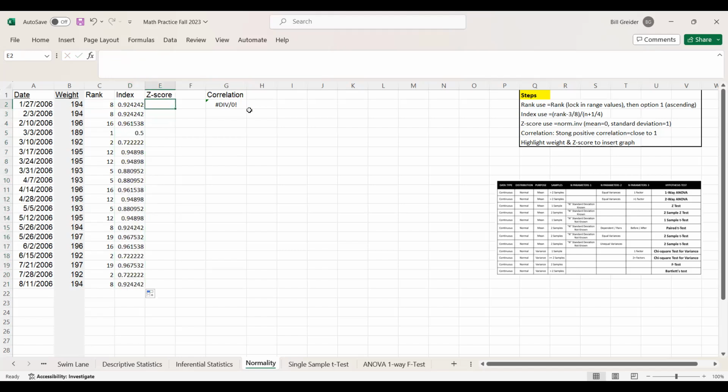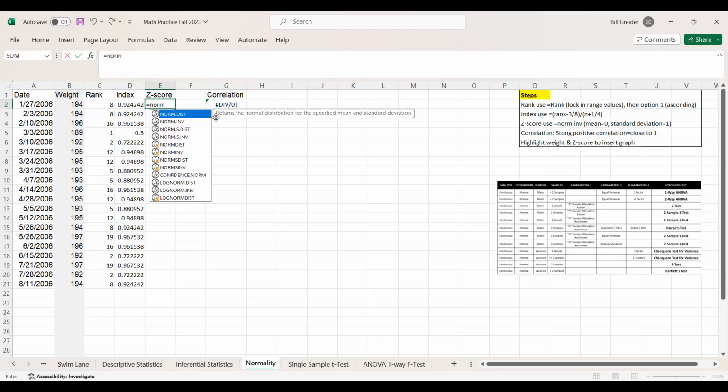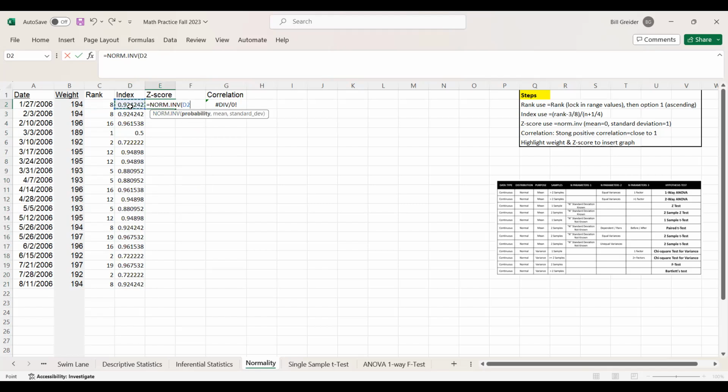And then the z-score, I'm going to use equals NORM.S.INV and probability, which is an index. And then I'm comparing this data to a perfect bell-shaped curve where the mean is going to be 0, so just type in 0, and the standard deviation is 1. So I'm basically doing a comparison. I'm going to do a correlation between this set of data, these 20 pieces of data, and a perfect bell-shaped curve.